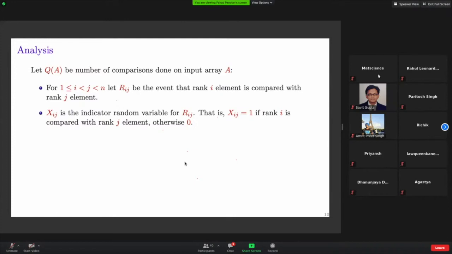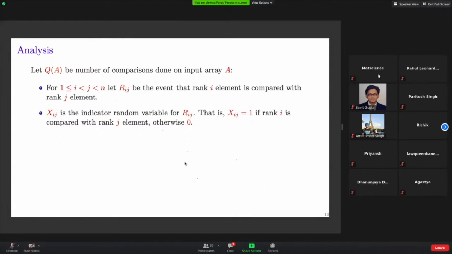Let Q of A be the number of comparisons done on an input array A. Notice that Q of A is a random variable, because if you randomly choose a pivot which does not split your array nicely, then the number of comparisons will be different. If you happen to pick something in the middle, it is going to take fewer comparisons. So Q of A is a random variable. It depends on your random process.